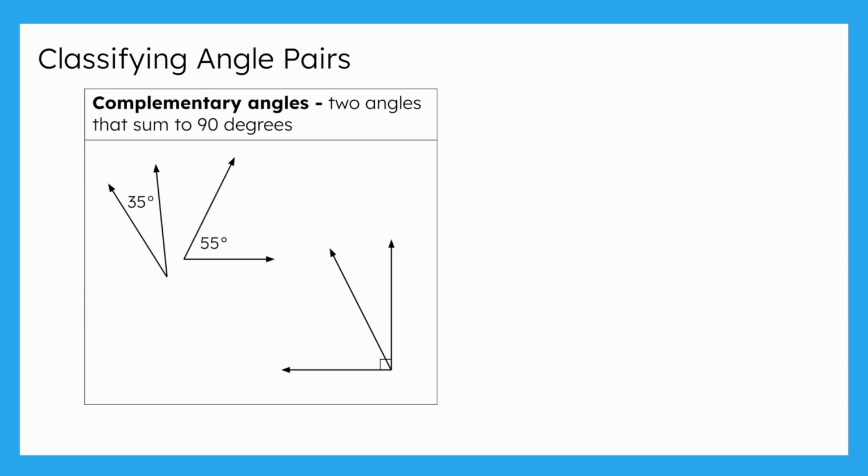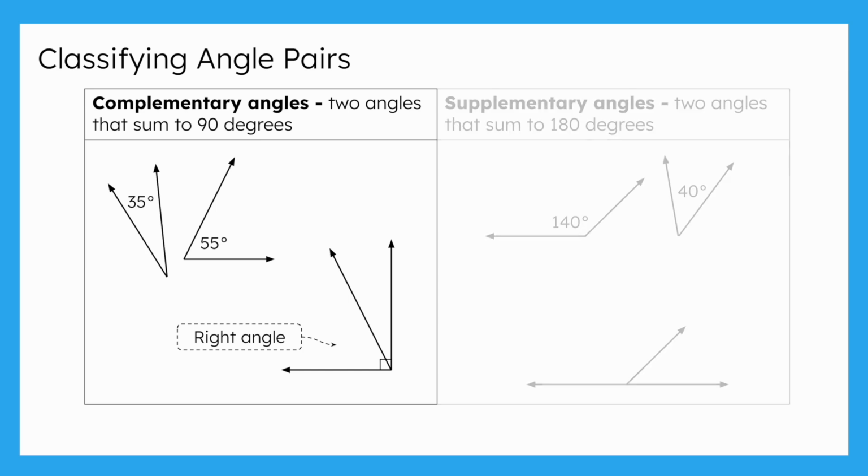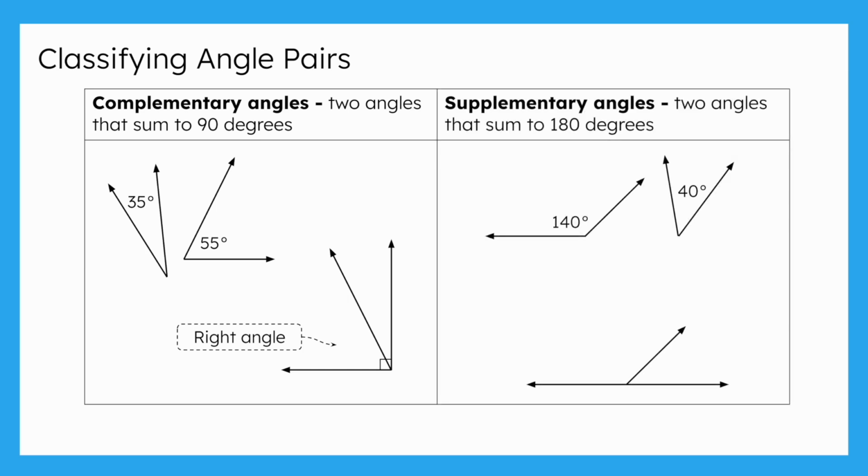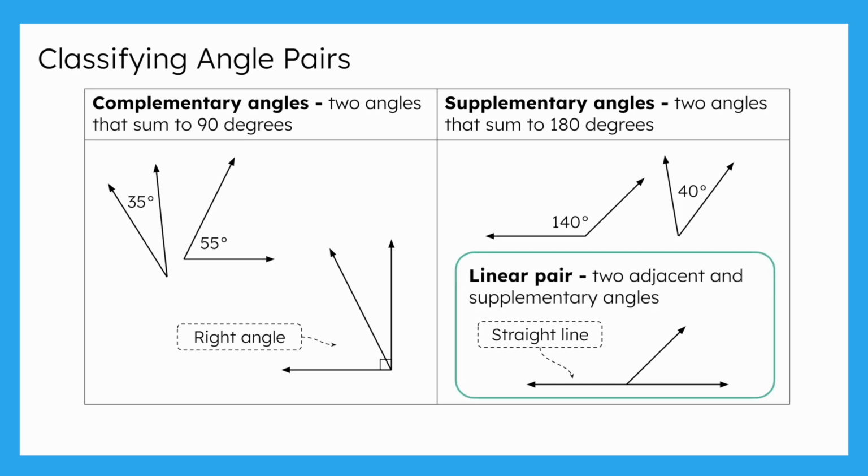Two angles are complementary if their measures sum to 90 degrees. When complementary angles are adjacent, they form a right angle. Two angles are supplementary if their measures sum to 180 degrees. When supplementary angles are adjacent, they form a straight line. Angle pairs that are both supplementary and adjacent are called linear pairs, because they're a pair of angles that form a straight line with their non-shared rays.